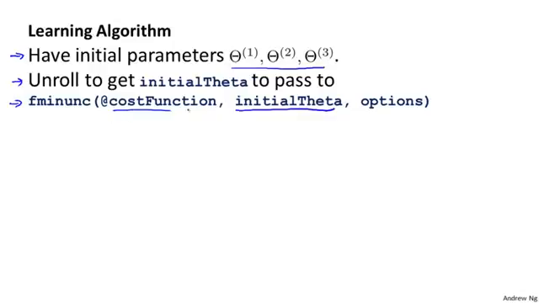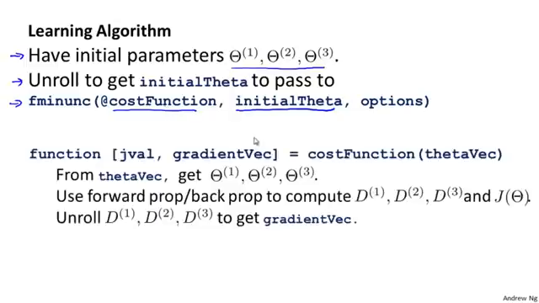The other thing we need to do is implement the cost function. Here's my implementation of the cost function. The cost function is going to be given the input theta vec, which is going to be all of my parameters in a form that's been unrolled into a vector. So the first thing I'm going to do is use theta vec and the reshape function, pulling out elements from theta vec and using reshape to get back my original parameter matrices theta 1, theta 2, theta 3. So these are going to be matrices that I'm going to get.